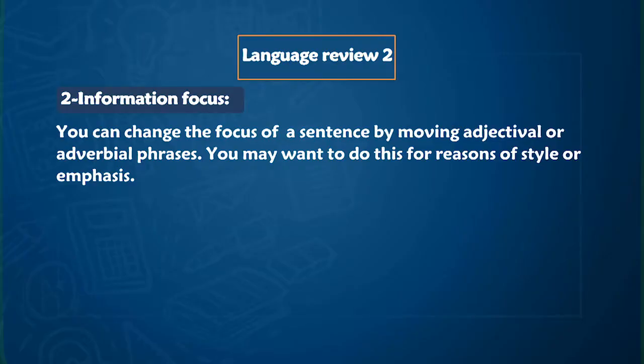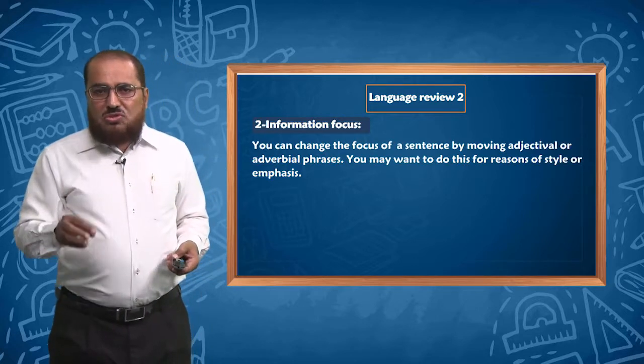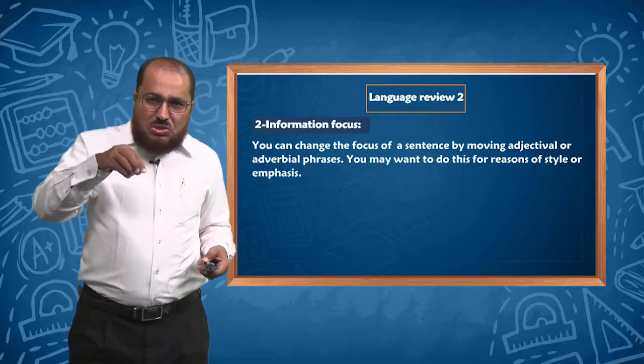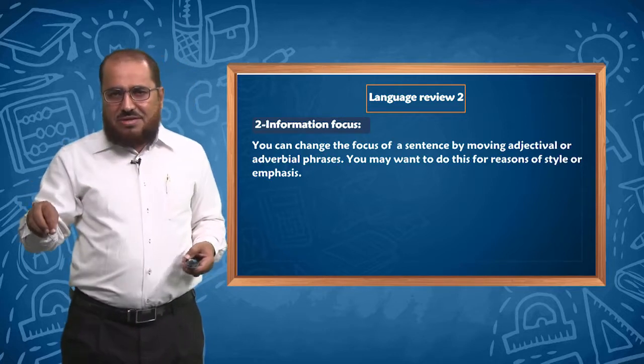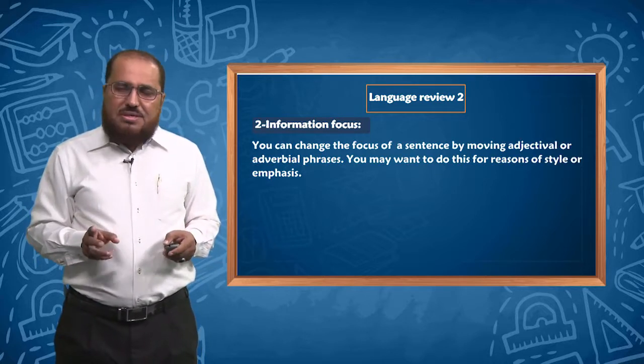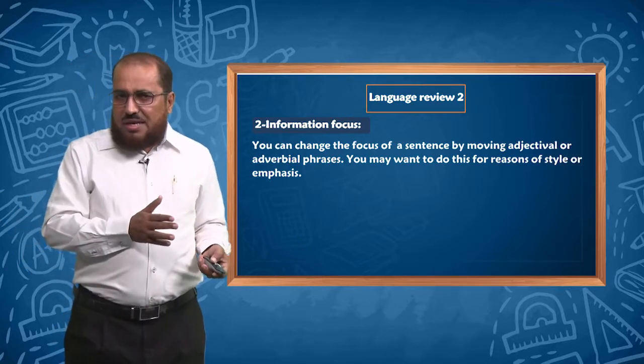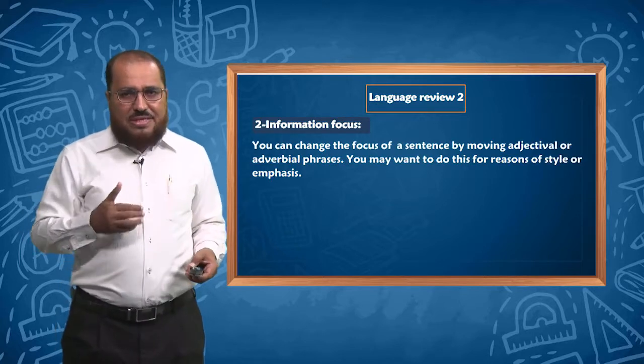You can change the focus of a sentence by moving adjectival or adverbial phrases. You may want to do this for reasons of style or emphasis. What does that mean? It means it's up to you. The information you want to be presented clearly, you have to change the places, substitute the places. For example, an adverbial phrase must be at the first, or an adjective phrase must be at the first. It will be clear for you now by getting some examples.